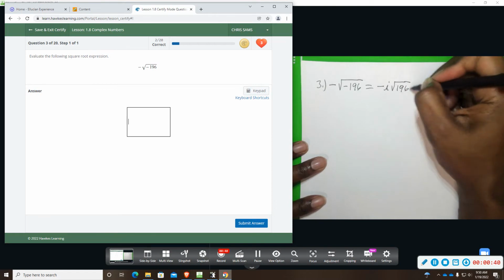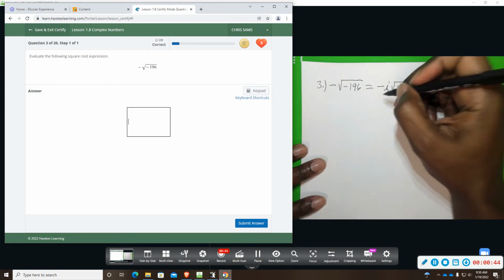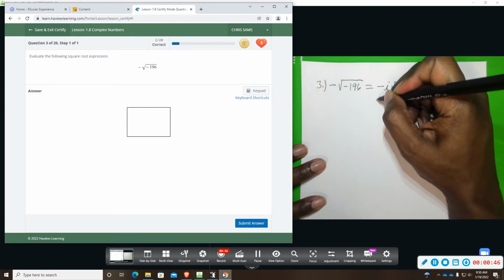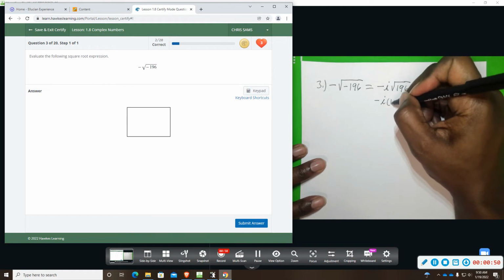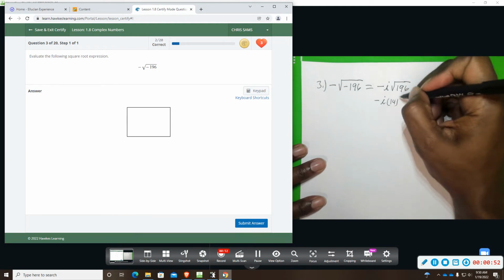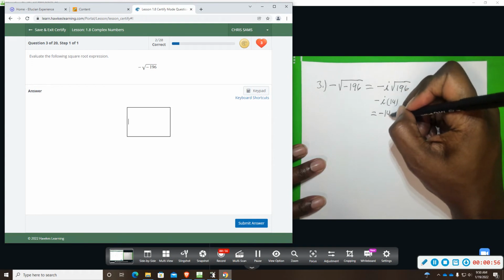And the square root of 196 is equal to 14. So we have negative I, and then this is times 14. And I like to put the number out front. So this is equal to negative 14I.